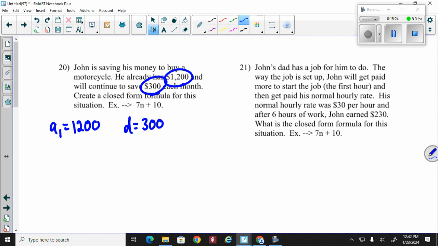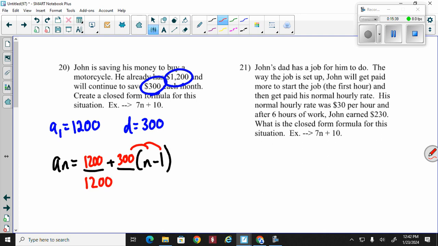So again, I'm creating a formula, which means I have to run it through this filter again. 1,200, 300, distribute, distribute. I'm hoping that you're kind of picking out or finding a pattern in all this. So my final answer is 300n plus 900. There we go. Pretty simple.